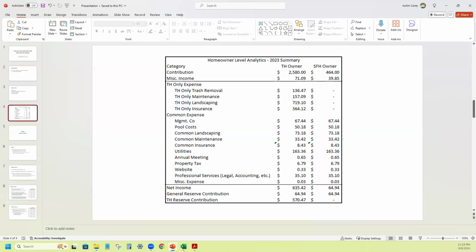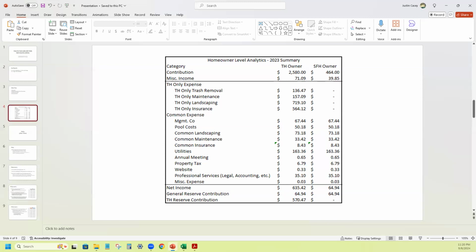Common insurance: most of our insurance is for the townhome dwellings, but there's a little bit of other insurance, and each homeowner pays $8 into that. Utilities, that's keeping the lights on and keeping the water running. That's an important one, and that's the majority of it, $163 per homeowner. And some really negligible costs, but if you're interested, there it is. Each homeowner paid about a quarter into the website in 2023. Each homeowner paid about $35 for legal expenses, accounting expenses, etc. And yeah, that's it.